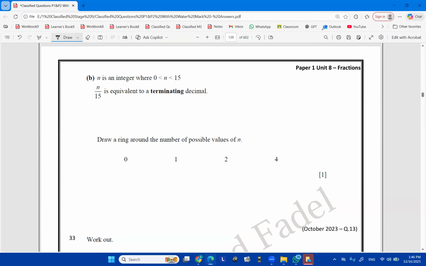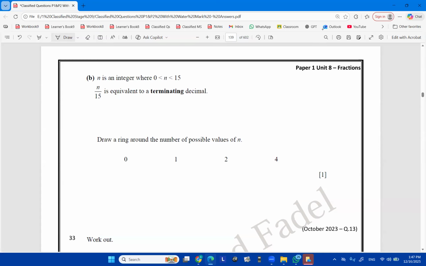All right, let's see right now. Here, I need, Mr., if I leave 15 as it is, it will be definitely recurring because it has prime factors other than 2 and 5. So it will definitely be recurring, Mr. So what are we supposed to do here? We're supposed to look for numbers for n between 0 and 15 that will simplify the 15 and will give me a terminating decimal. So let's try.